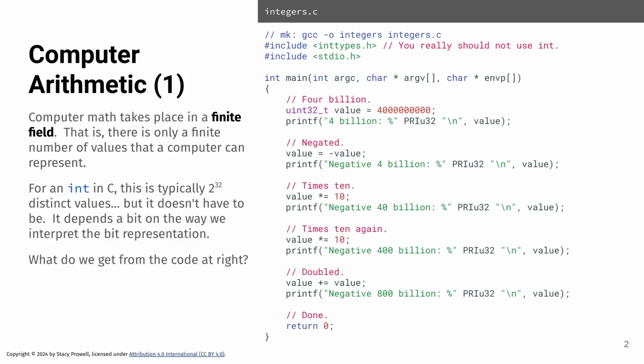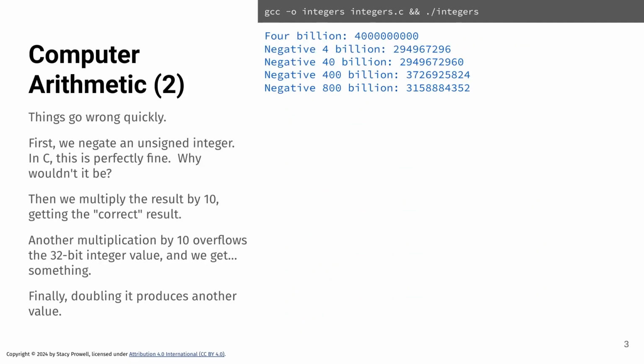Well, let's compile the code and run it and see. 4 billion prints out just fine. Negative 4 billion? Okay, 294,267,296. Okay. Negative 40 billion? Well, clearly we took that other number multiplied by 10. But then for negative 400 billion, we get something else crazy. And when we double it, we actually get a smaller number. So all that is wild.